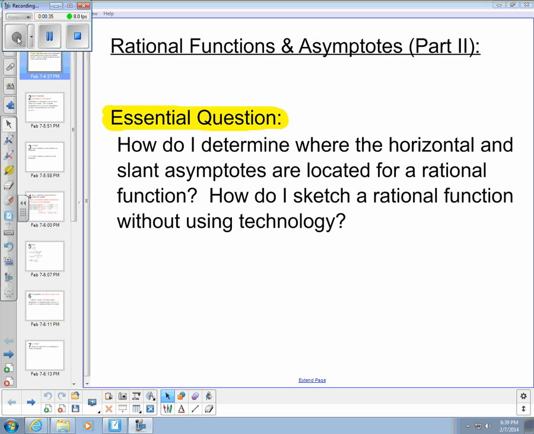Make sure you've got your paper set up in Cornell Note format, and the essential question and the title need to be at the top of the page.